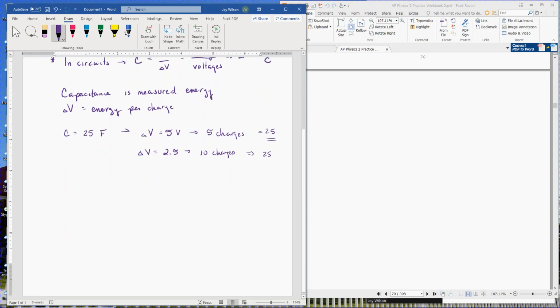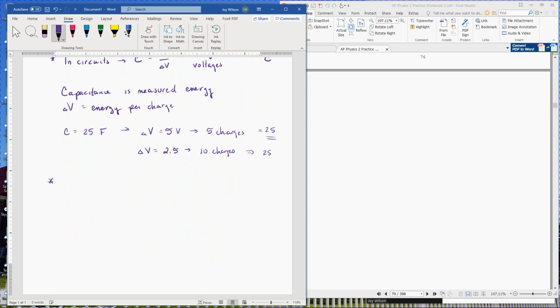The other things that you need to remember about capacitors in circuits: when adding capacitors in series, they add as reciprocals. When we have them in parallel, they add directly.